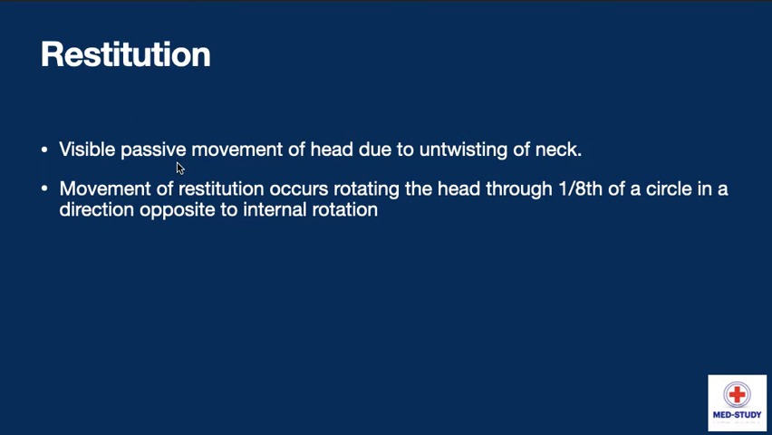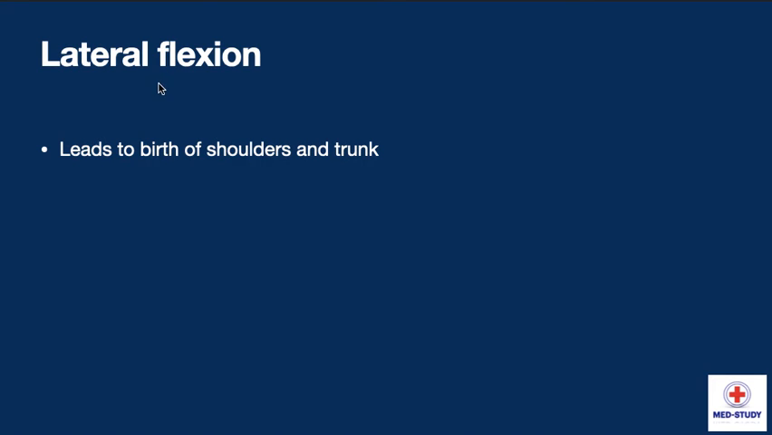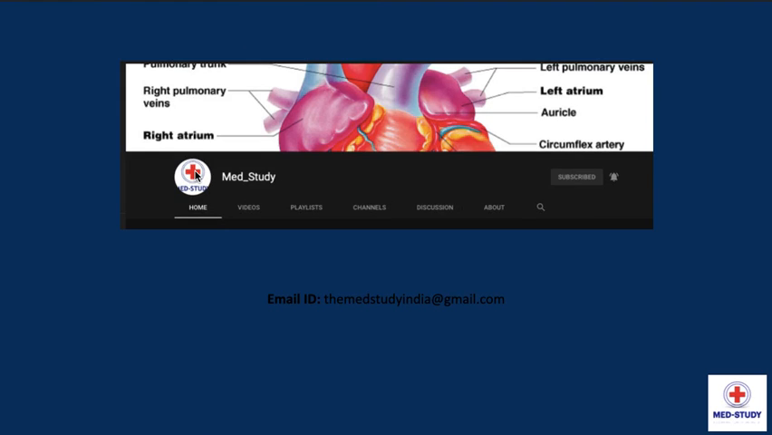Restitution is visible passive movement of head due to untwisting of the neck. Movement of restitution occurs rotating the head through 1/8 of a circle in the direction opposite to internal rotation. External rotation is a movement of rotation of head visible externally due to internal rotation of shoulders. Lateral flexion, it leads to birth of shoulders and trunk after.